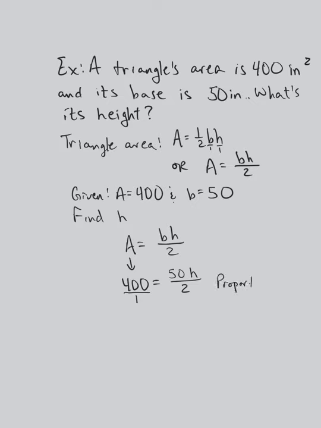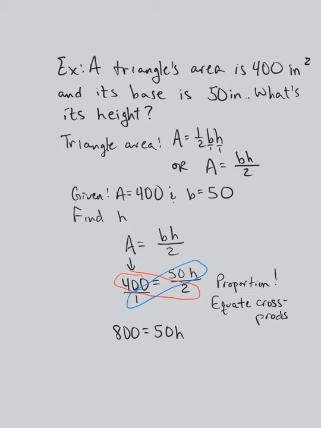What's the advantage to that? That's a proportion. Okay, and so what can we do with proportions? We can equate the cross products. Okay, and so it makes the solving a little bit simpler. So here's my first cross product, and then here's my second cross product right here. And so I can equate those cross products. 400 times 2 is 800, is equal to 1 times 50H. That's just equal to 50H, like that.